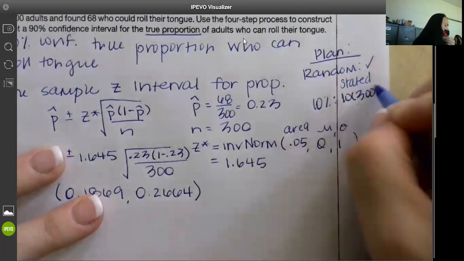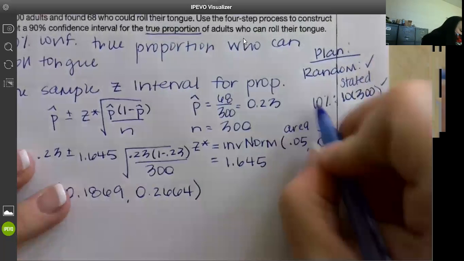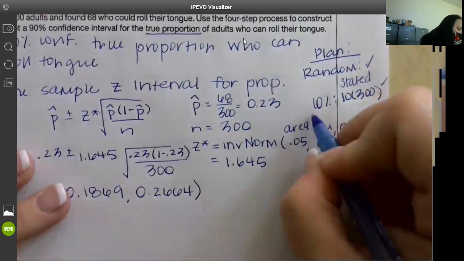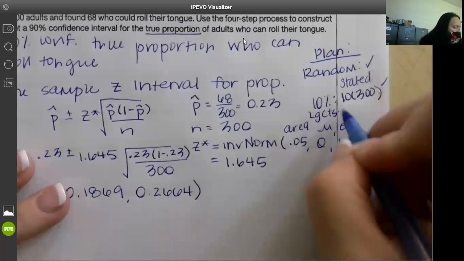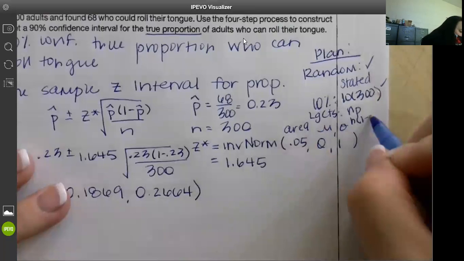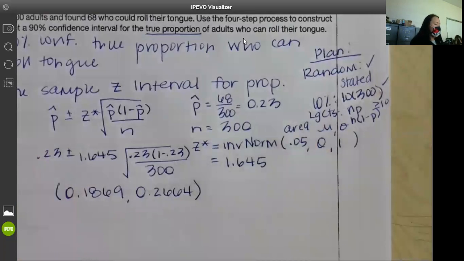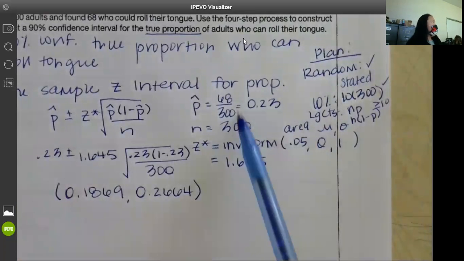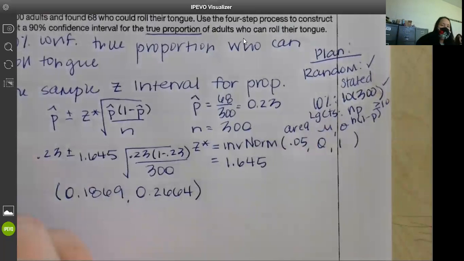Do you think there are more than 3,000 adults? Yes, so we're good with this. And then what are we doing here? Large counts. And we're doing NP and N(1 minus P). Y'all, that's all you have to do. Both are greater than or equal to 10. You don't even have to put them in there because you've already defined N and P. Does that make sense? Okay. So sorry that I didn't do your plan. All right, last thing, conclude.